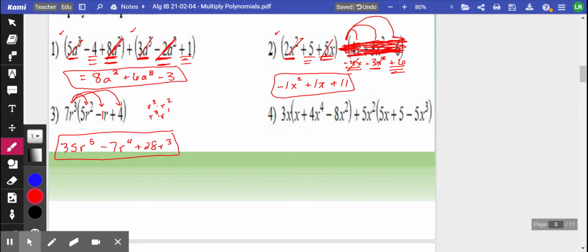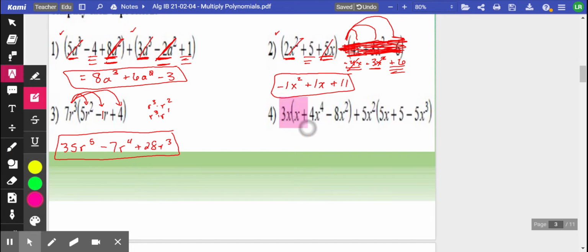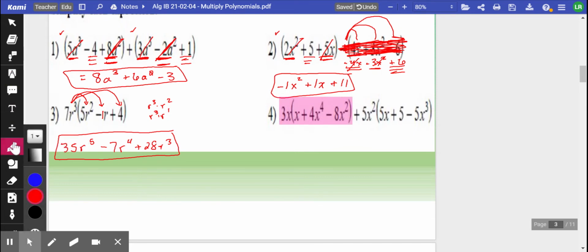We have distribute and we have combine like terms in here. Okay, so let's focus on this first one, this part right here first. So I have a 3x in front of the parentheses, so I need to distribute that. Again, be very careful that we're remembering that when we multiply our variables, we add the exponents. So 3x times x, that is 3x squared.